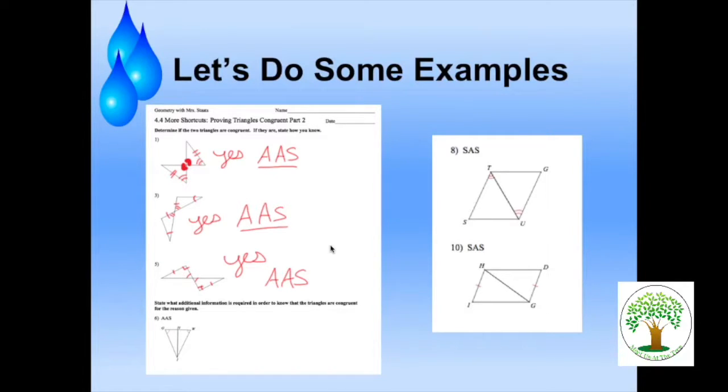Let's jump down. Number 6. These ones I love, and I'm going to tell you why. Because they're getting you ready to understand how to do a proof. So, state the additional information. State what additional information is required in order to know that a triangle is congruent for the reason given. We're doing angle, angle, side again.